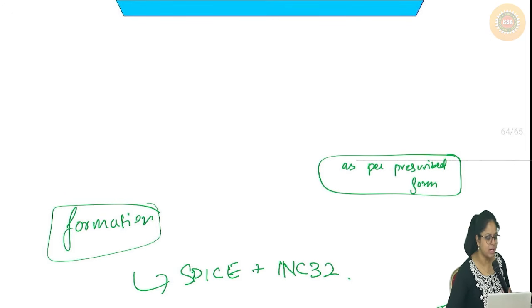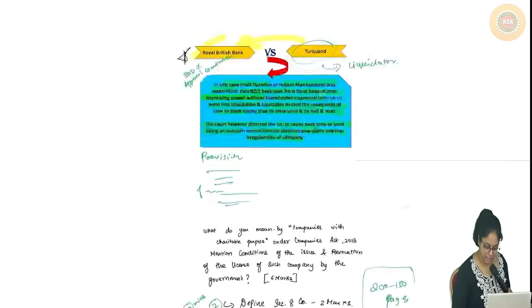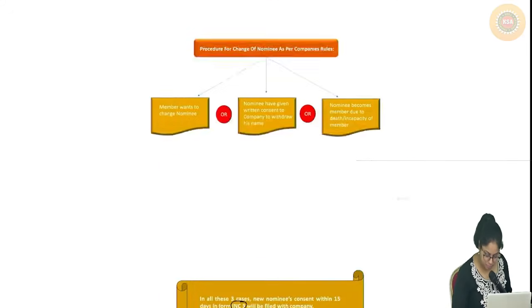Can I explain what's a listed company? Yeah, a listed company is basically, one second, I'll just pull out the notes so that it's easier.